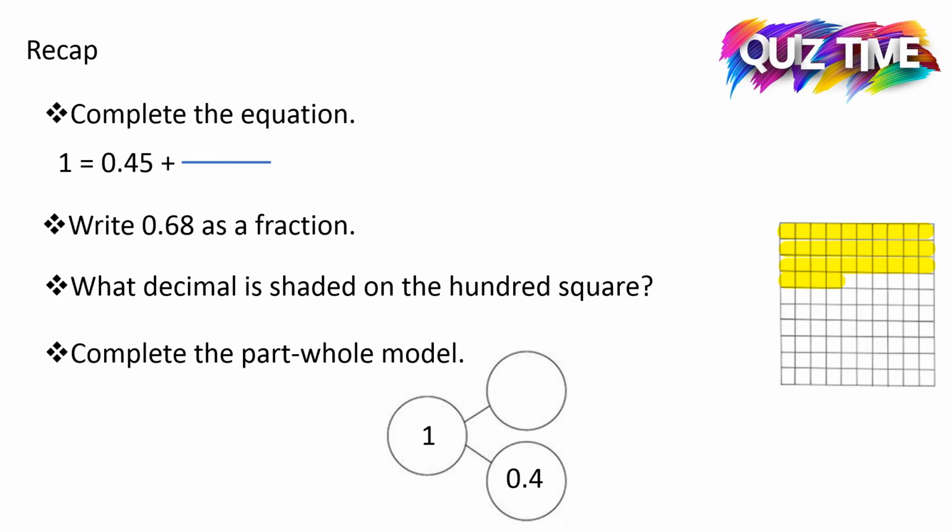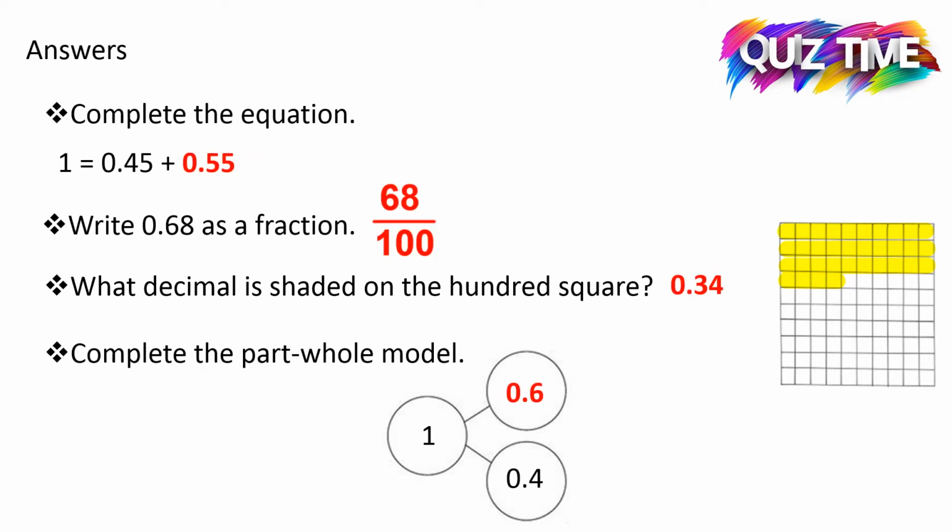Now let's do some recap. I want you to answer these questions. Complete the equation. 1 equals 0.45 plus. Write 0.68 as a fraction. What decimal is shaded on the 100 square? And complete the part whole model. So write this down in your exercise books or on your papers.